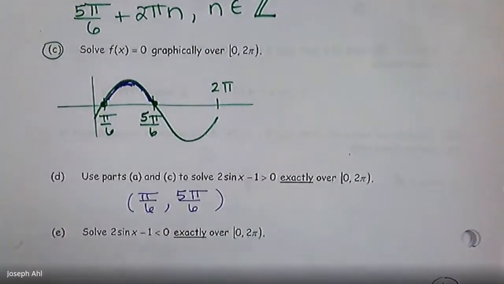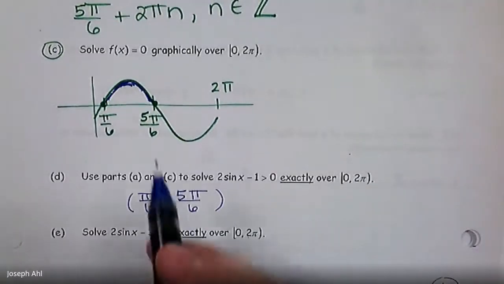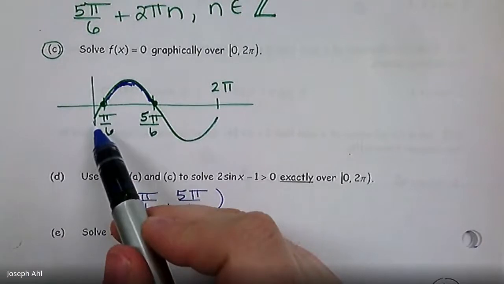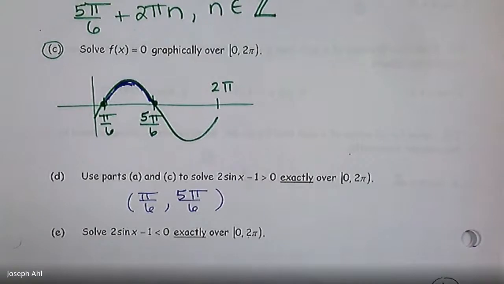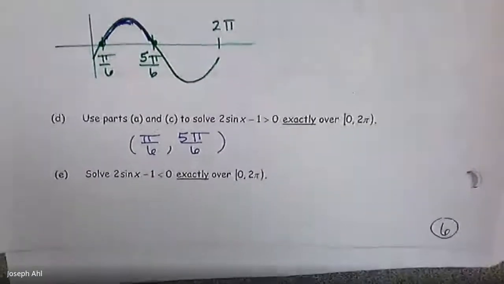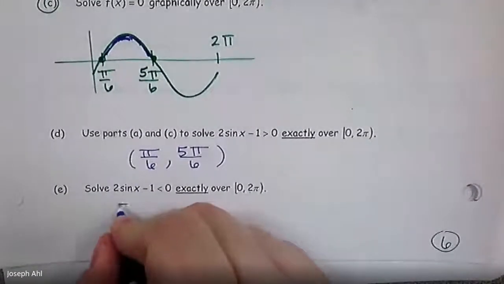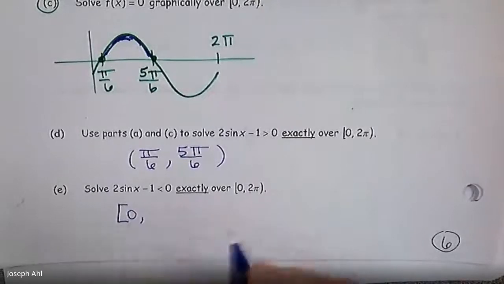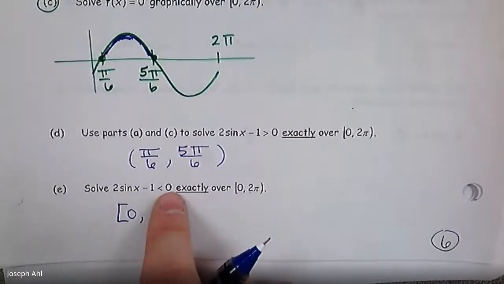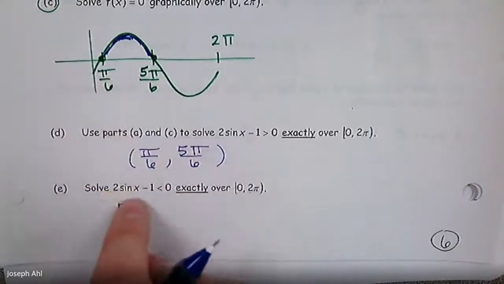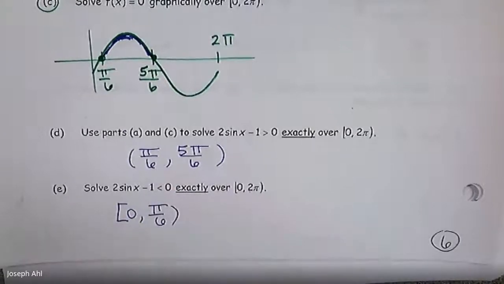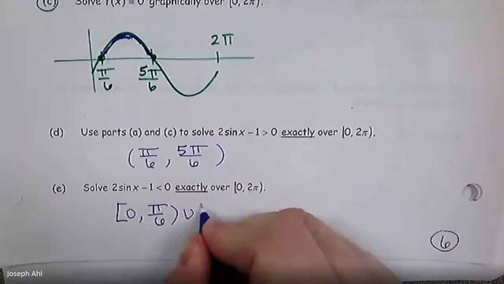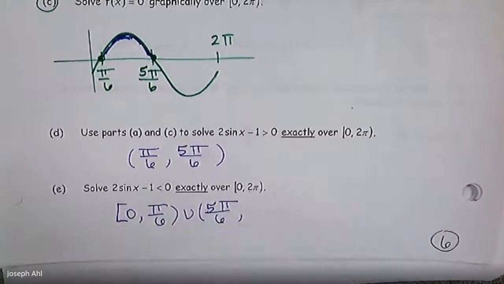Okay, I don't want to include the values where it equals 0, so just be a little bit careful about that. And then where is it less than 0? Well, it's less than 0 to the left of pi over 6, and then from 5 pi over 6 up until 2 pi. The only thing that's going to be a little bit odd about the way I list this last notation is that I'm going to include 0. Okay, 0 definitely makes this true. If I plug in 0, you're going to get a negative number, and negatives are less than 0. But I don't want to include where it equals 0 at pi over 6. And then I'm going to do union 5 pi over 6 to 2 pi.